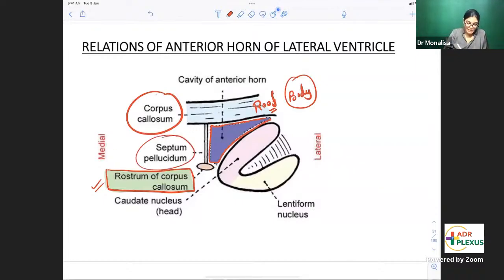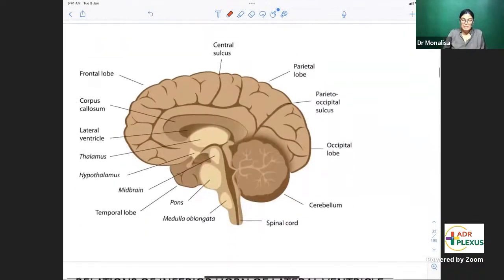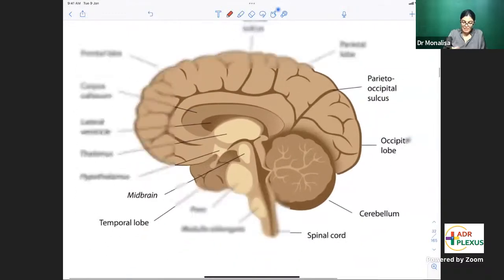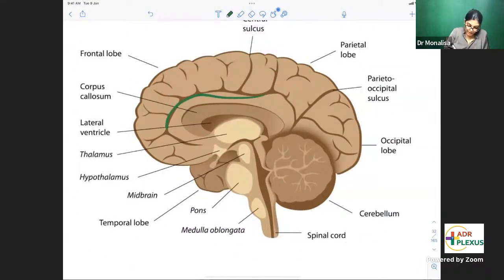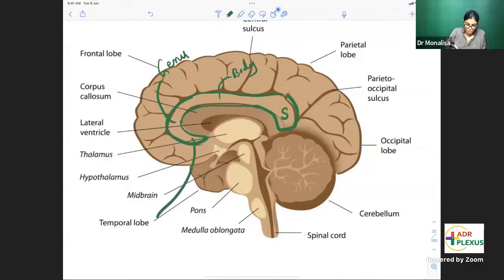Medially, it is related by the septum pellucidum. So this is again appreciated by seeing this diagram. Here you see the whole outline of the corpus callosum. S is the splenium part of the corpus callosum. This is the body or the trunk of the corpus callosum. This is the genu of the corpus callosum, and this beak-like protrusion is the rostrum of the corpus callosum.